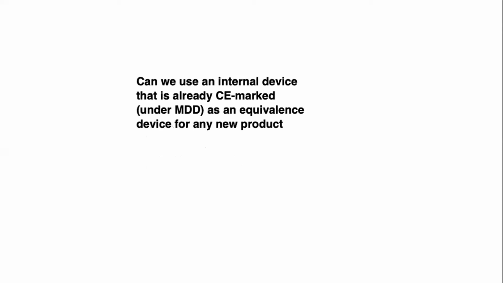You can use your internal device, which is great, and the fact that it's CE marked is also great, as an equivalence device for any product with which you can establish equivalence. So it obviously can't be with any new product. It would have to be for a product in which perhaps that equivalent comparator is a predicate device too, or that you feel that by doing a gap analysis on the equivalence between the two devices, you, being the company, can establish that the two devices are equivalent.